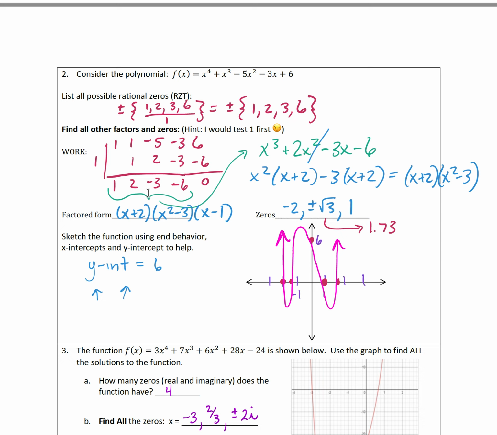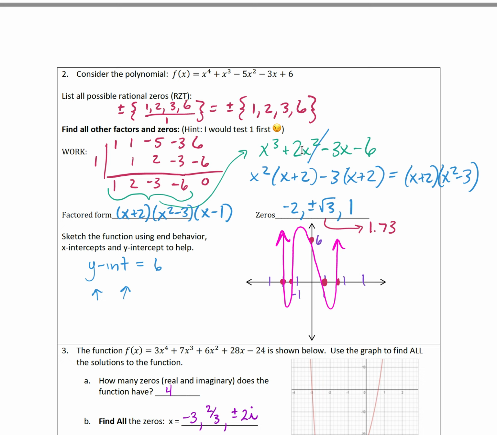So do synthetic division by using the coefficients up here, making sure that this is in the right order: 4th, cubes, squares, x's, numbers, and we didn't skip anything. So chuck those in, do synthetic division, and we're left with x cubed plus 2x squared minus 3x minus 6. You're like, oh, look at that, 4 terms. I bet I can factor by grouping.